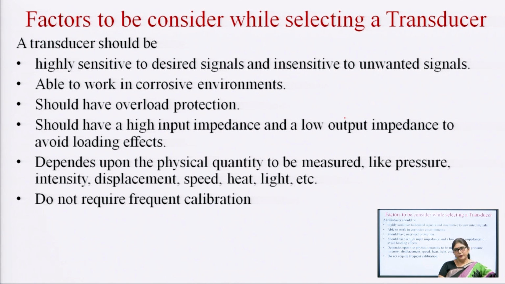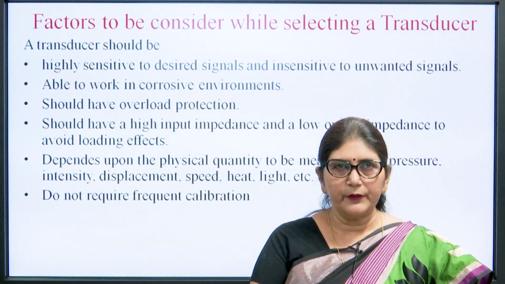Then it should have overload protection. Suppose we have a temperature sensor with a range from 0 to 100 degrees centigrade, and suppose we are measuring 700 degrees centigrade. Then it will not measure the 700 degrees centigrade, but it may damage that particular temperature sensor. So, there should be an overload protection circuit, so that if there is overload, it protects the transducer from that overloading. Then it should have high input impedance and low output impedance.